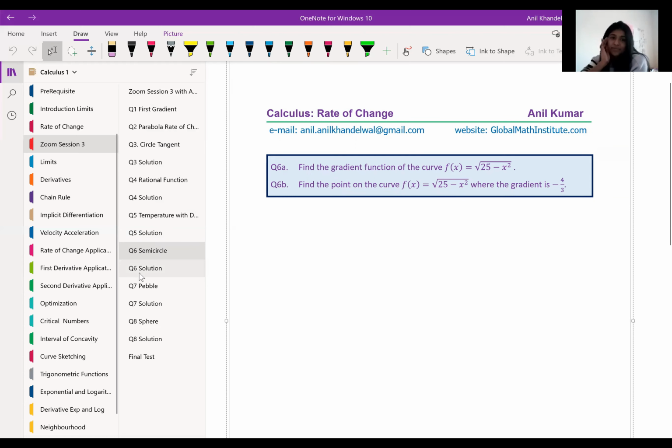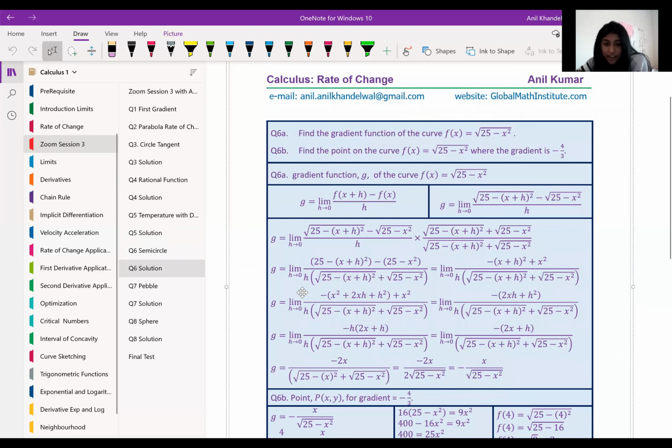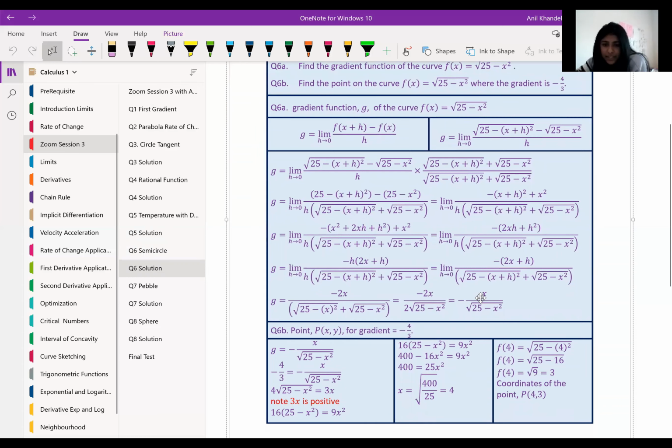So with question 6a, I just used the difference quotient formula, and I got minus a over square root of 25 minus x squared. Okay, that is correct. So you substitute a here, which is a good thing for x. You get your formula. That is correct. And then we are given the gradient is minus 4 over 3. So you find the value of a, right?